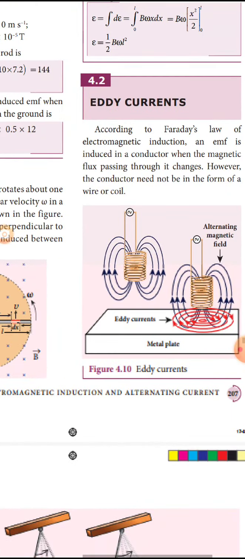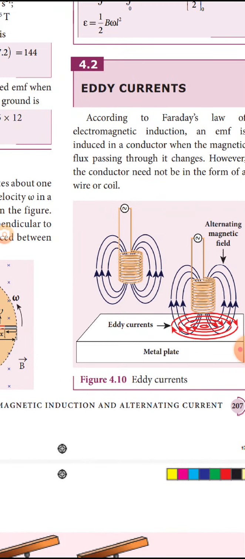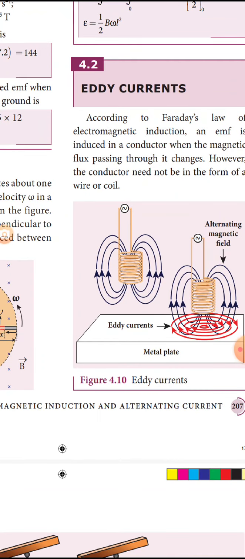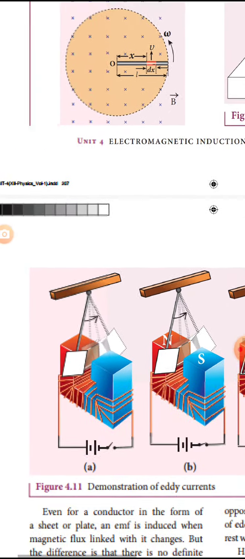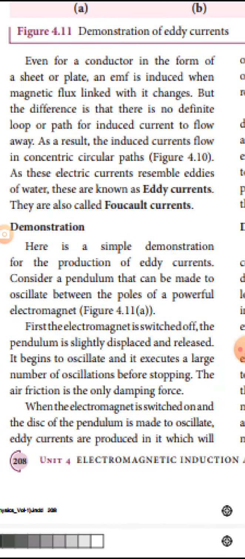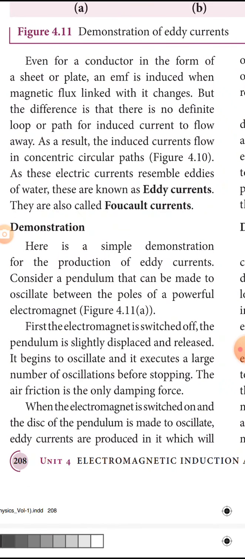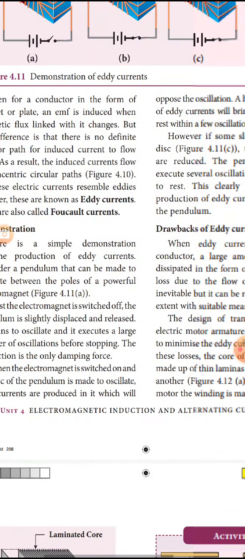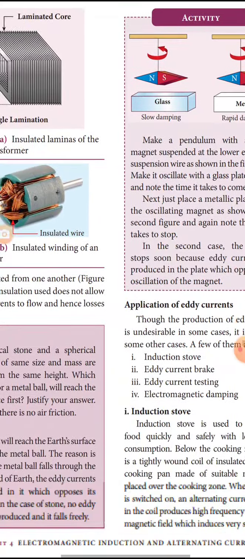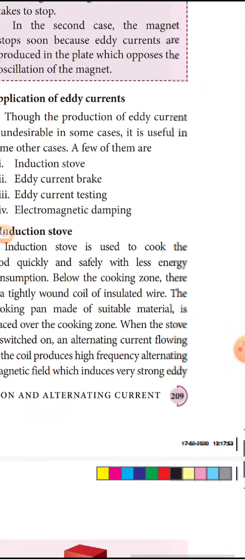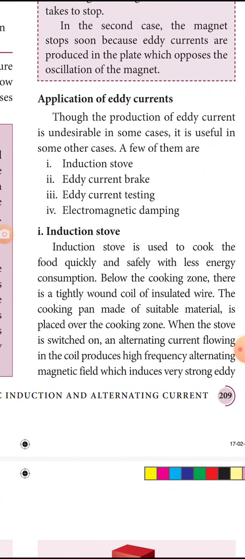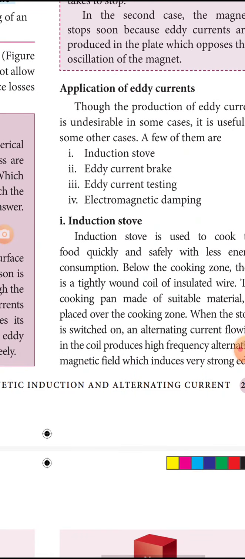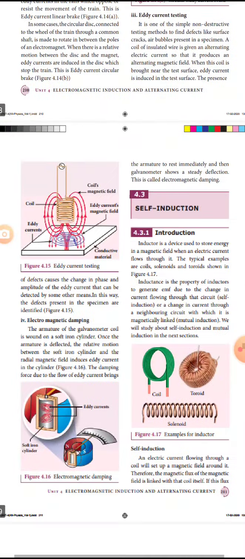And next, eddy currents. Eddy means whirlpool, that is circular form of currents. You have to read how these eddy currents are formed, and the definition, that is what are called Foucault currents or eddy currents, and there is one demonstration for that. And there are 4 examples given for the application of eddy currents: induction stove, eddy current brake, eddy current testing, electromagnetic damping, etc. And you have to read every one.